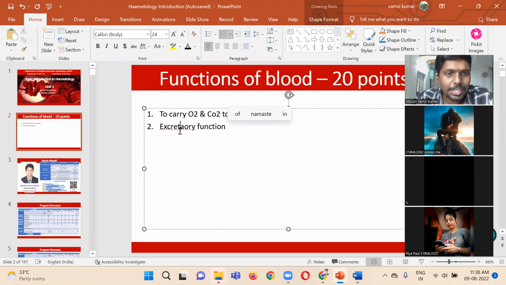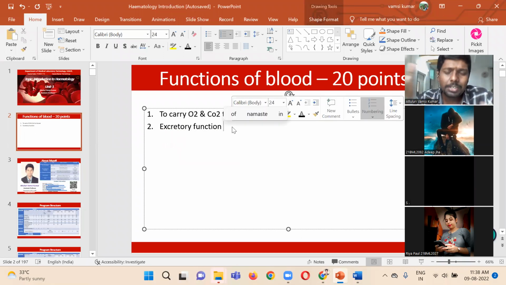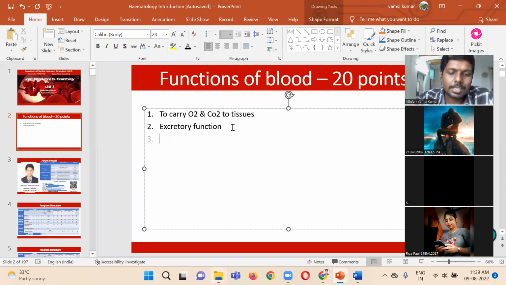One is the excretory function. Excretory function means it will excrete all the metabolic waste products from the body. That is the excretory function. Then the nutritive function.